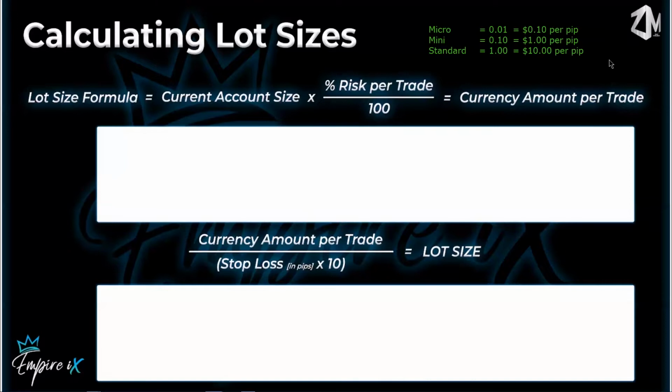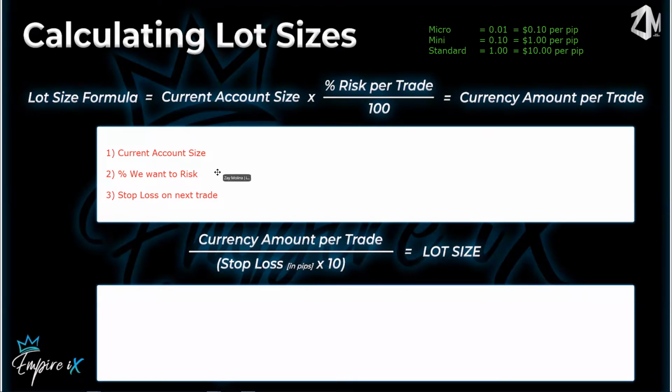Getting into the lot size formula, as you can see here, it may seem a little complex at first, but I promise you it's very simple. When calculating our lot size, there are 3 things that we need to know. Number 1 is your current account size. Number 2 is the percent we want to risk. And number 3 is the stop loss on the very next trade setup.